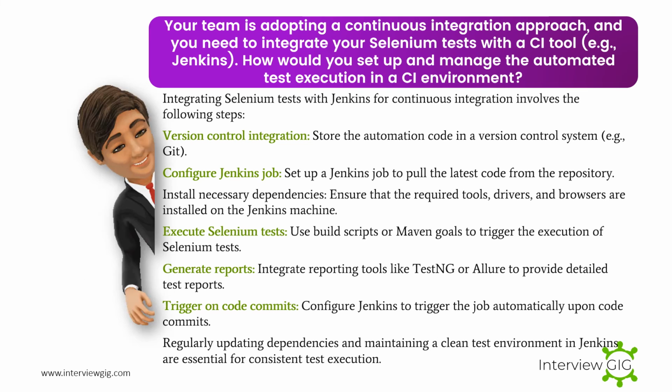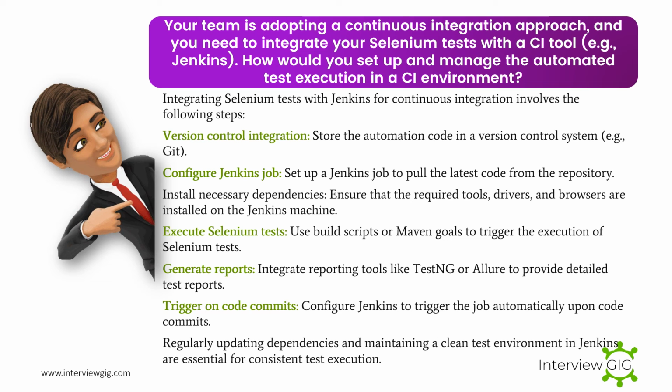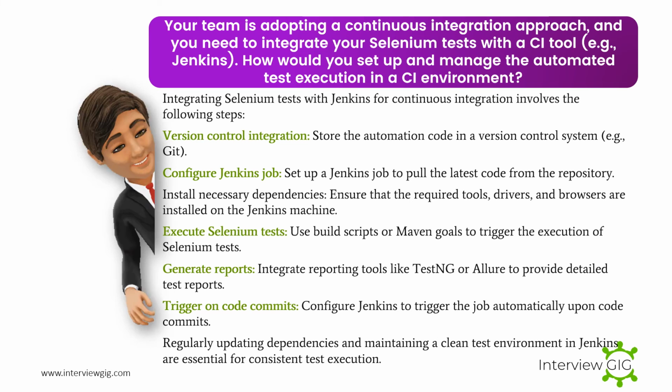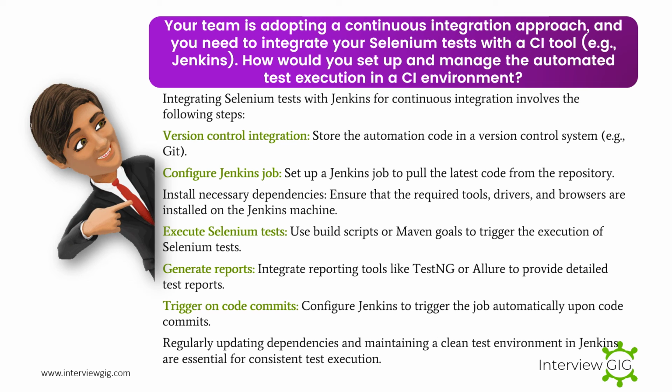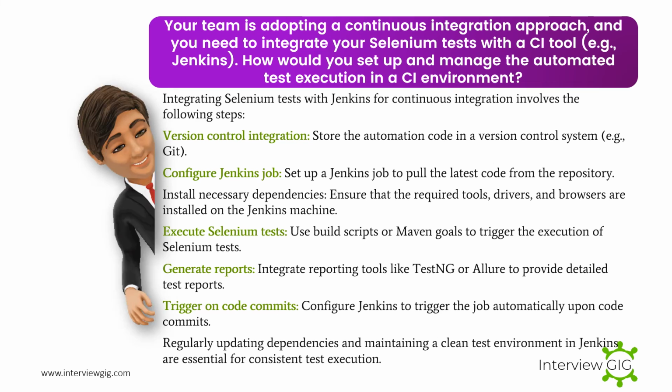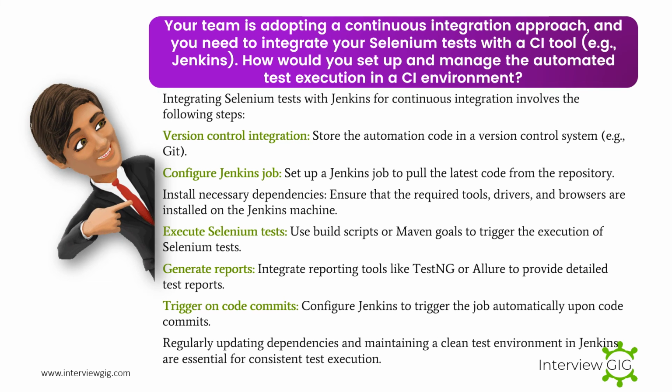Generate reports. Integrate reporting tools like TestNG or Allure to provide detailed test reports. Trigger on code commits. Configure Jenkins to trigger the job automatically upon code commits. Regularly updating dependencies and maintaining a clean test environment in Jenkins are essential for consistent test execution.